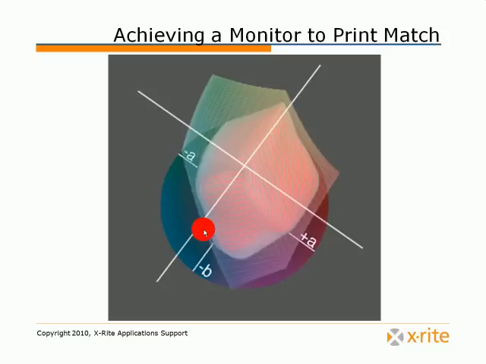Now this is fairly typical of a printer. This is a well-behaved printer, and this shape represents the colors that this printer is able to reproduce.